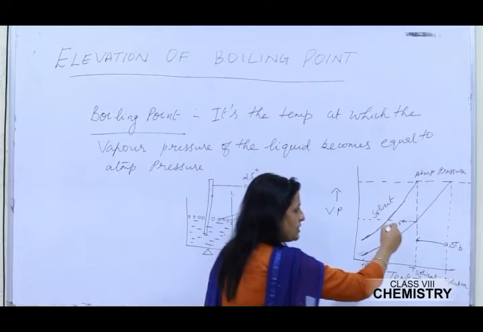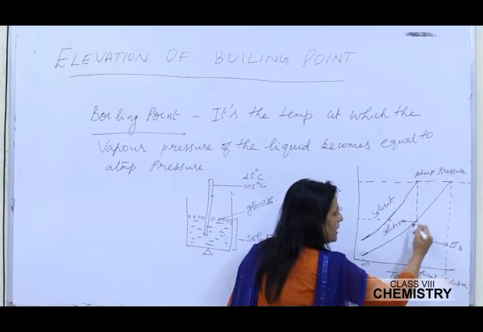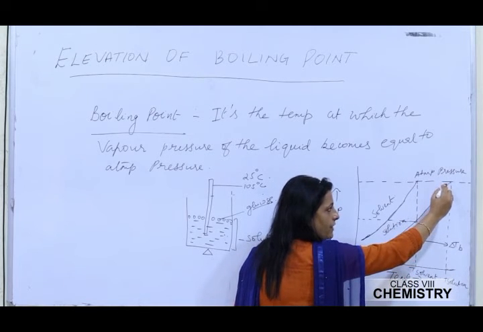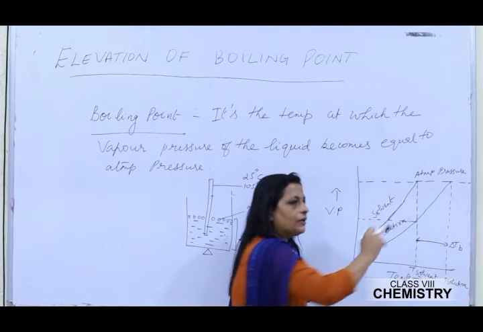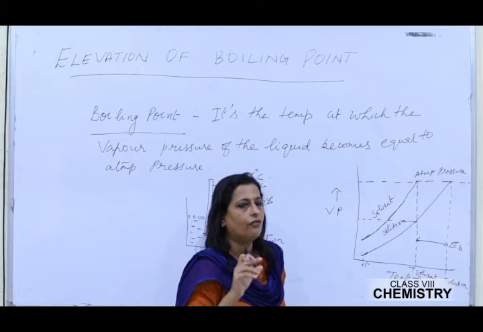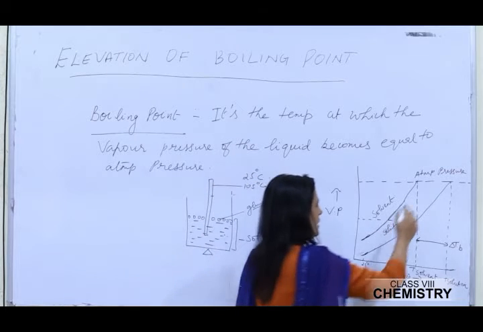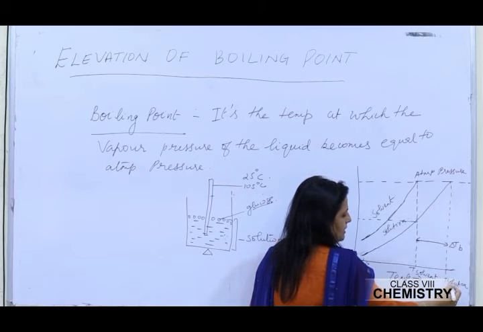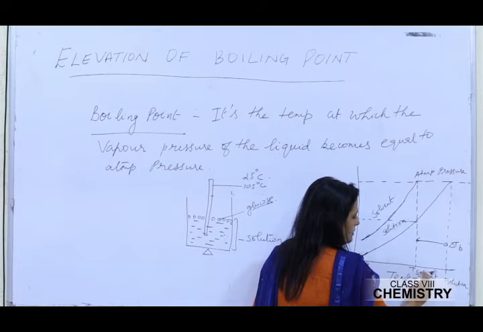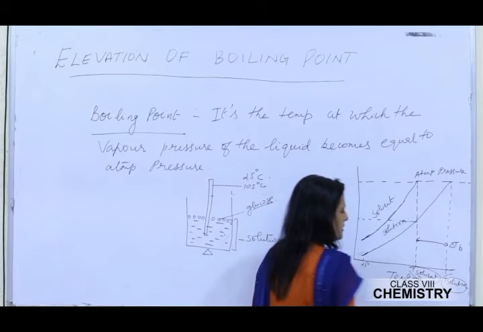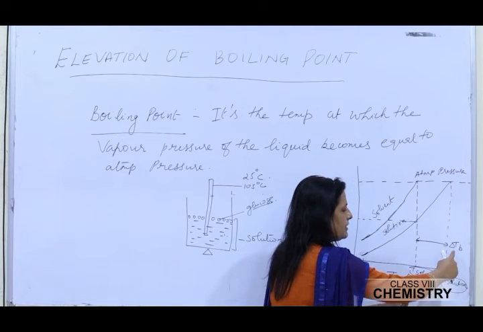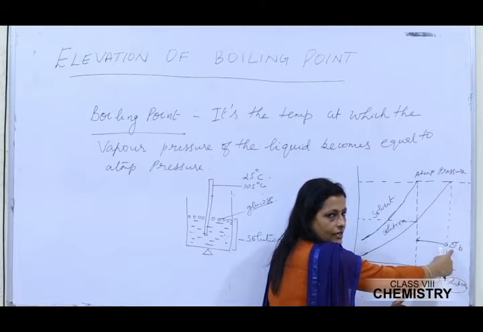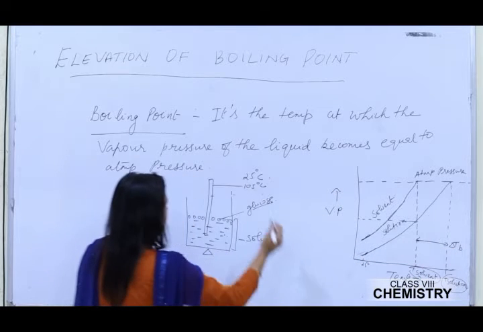So, for the solution to reach atmospheric pressure, we have to heat it for some more time. Then only the vapor pressure of the solution is becoming equal to atmospheric pressure. This is because of the presence of what? Non-volatile solute. So, the boiling point of the solution is represented as T solution. So, T solvent represents the boiling point of the solvent, and this represents the boiling point of the solution. So, this difference in boiling point of solution and solvent is known as what? Elevation in boiling point. So, what can you write?